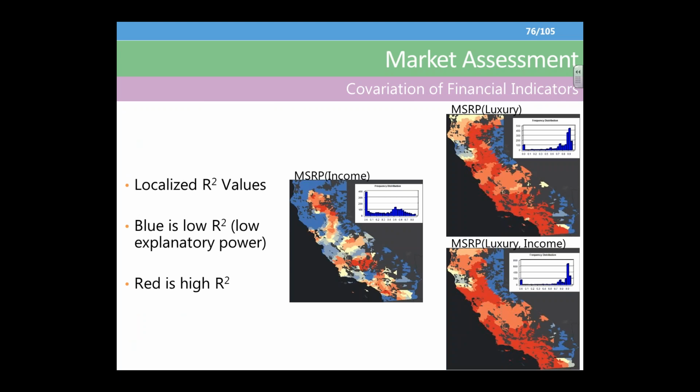So here, a bright red means that, for example, in this leftmost figure, MSRP is highly correlated with income in these bright red areas. Over here, MSRP is highly correlated with luxury, and then with the combination of the two.